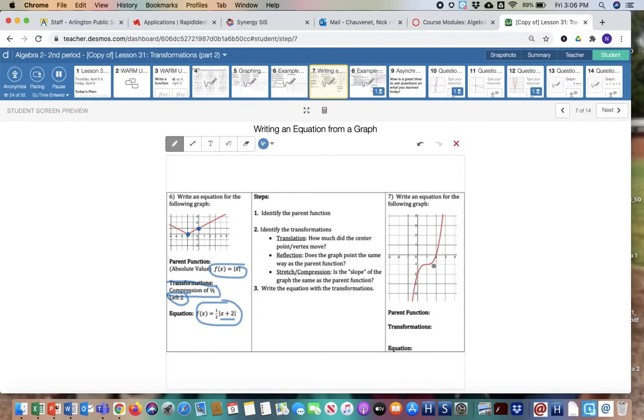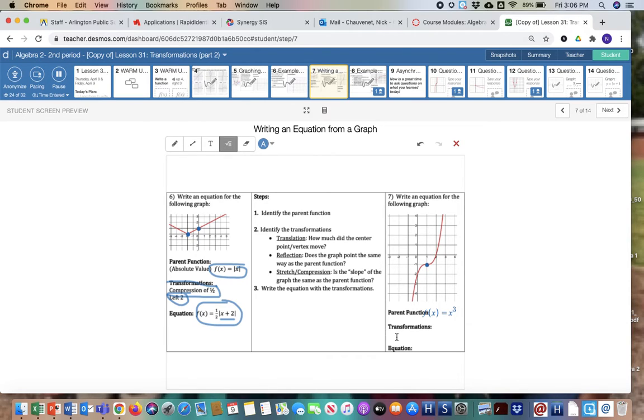So let's look at this one. Right away you should say, hey, I know that. That's a cubic function. So the parent graph should be f of x equals x to the third. What are the transformations here? Well, where's my vertex, my center point? My vertex center point is right here at 1, negative 1. So what did we do? We went right 1, down 1.